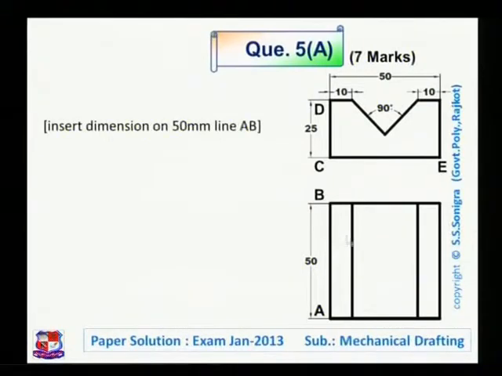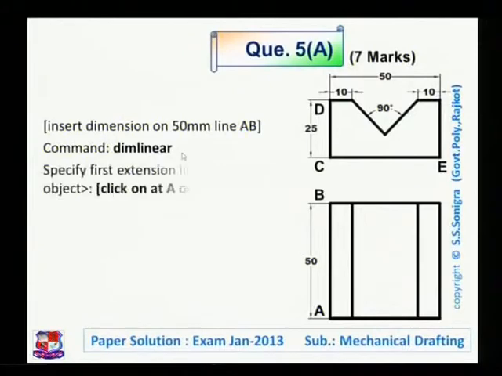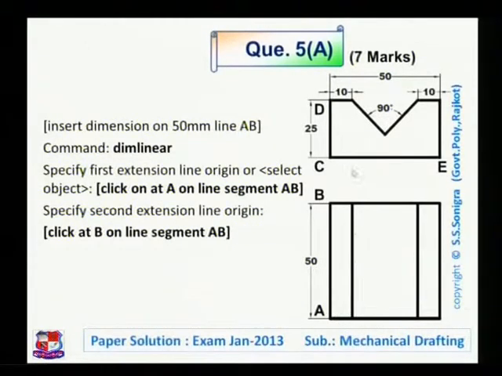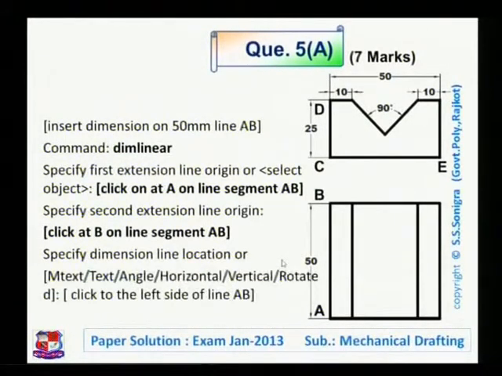Now last, we will insert the dimensions in this figure. So the dim command is used. First insert the dimension on the 50 mm line AB. AB is the 50 mm line. How to insert the dimension? For that the dim linear command is used. Specify the first extension line origin, meaning click over here at point A on line segment AB. Then for the second, click on B on line segment AB. Click on the left side of AB, and the dimension text 50 would be inserted over here. This dimension can be inserted in AutoCAD like this.